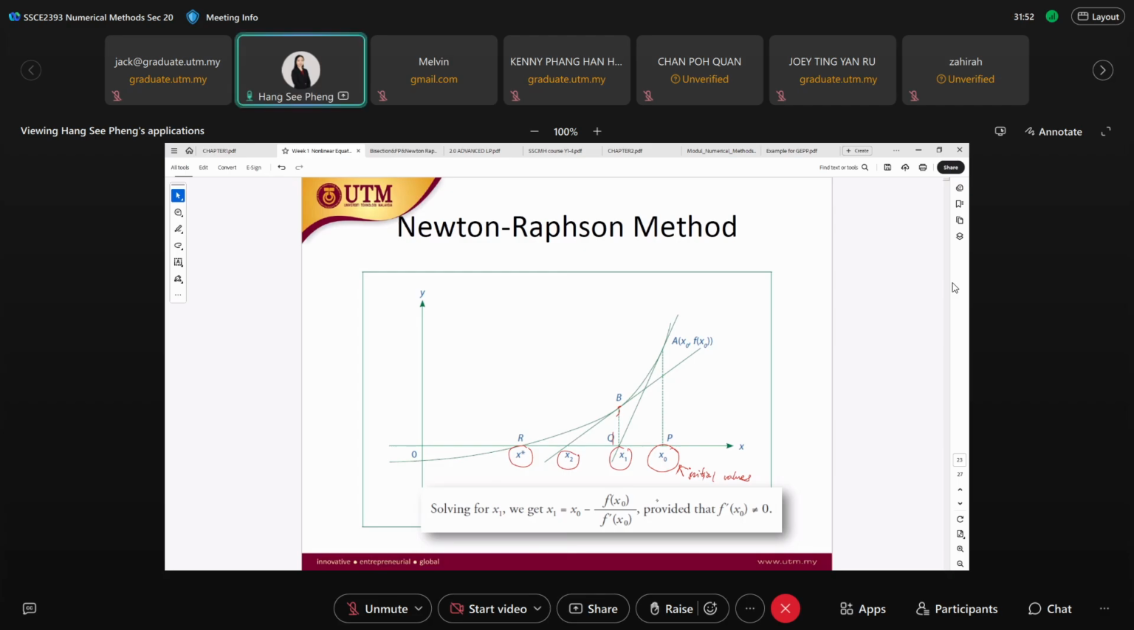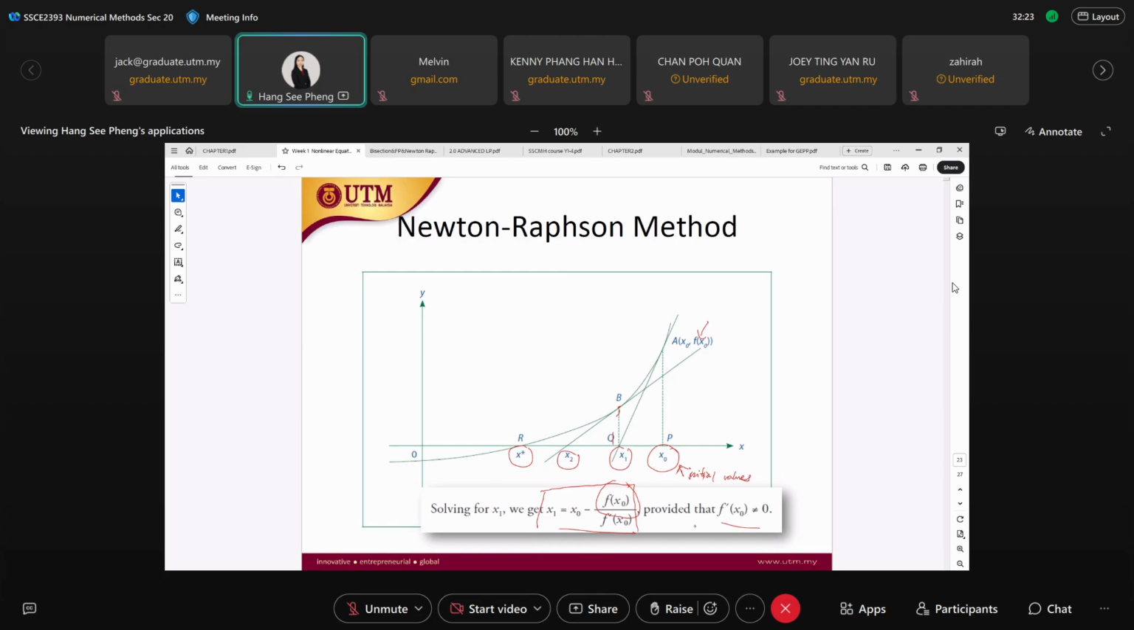Now, how do we find x1? We use this formula: x0 minus f(x0) divided by f prime of x0. So you need to know how to differentiate f(x). Then you put it into the formula as the denominator, with the original f(x) given and the starting value, and then you find x. This is only workable when f prime of x0 is not equal to 0.